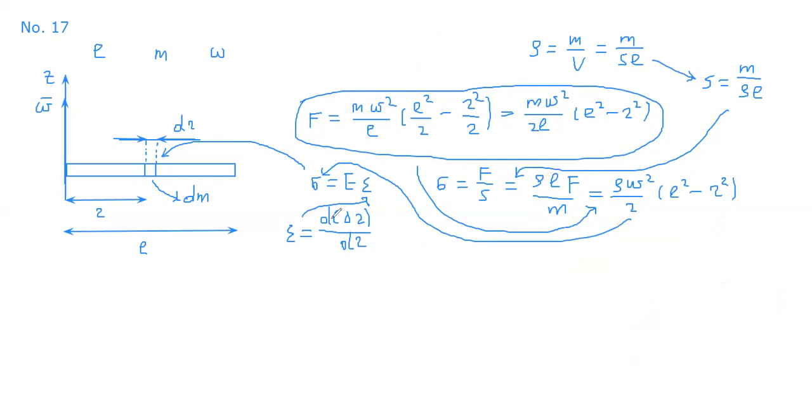Okay. So we have obtained a differential equation: d delta r divided by dr is equal to E, Young's modulus, rho omega squared divided by 2, L squared minus R squared.